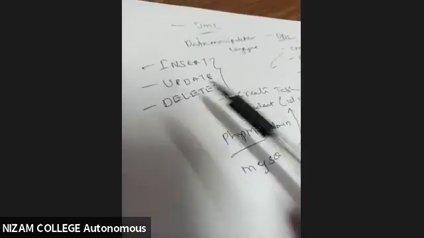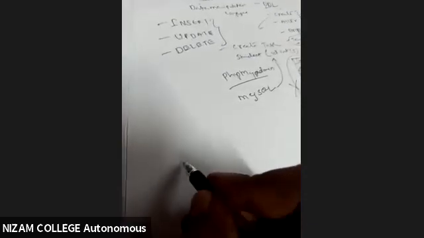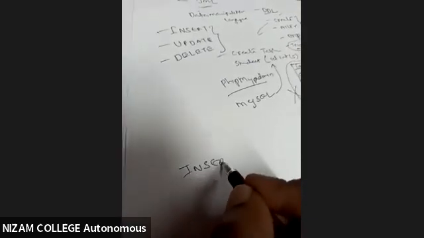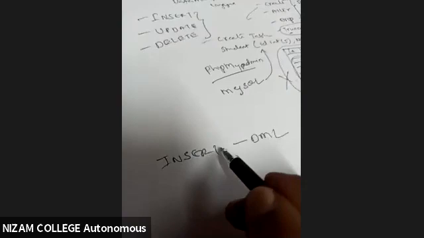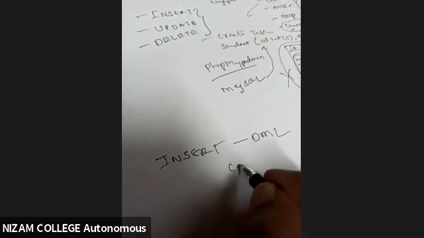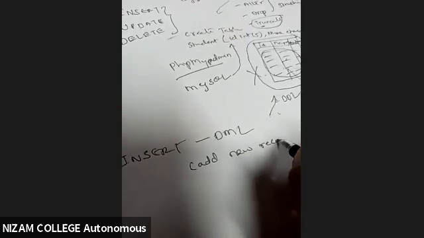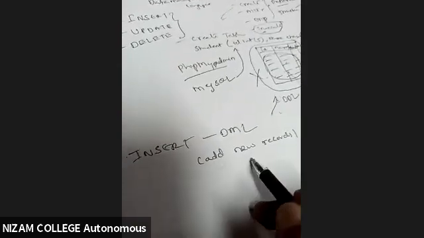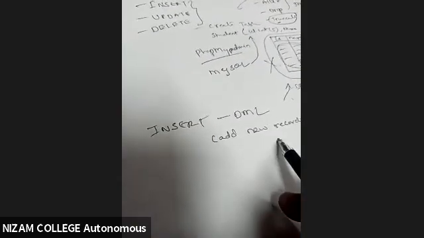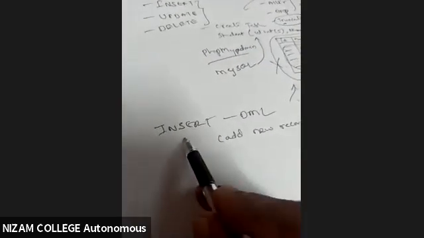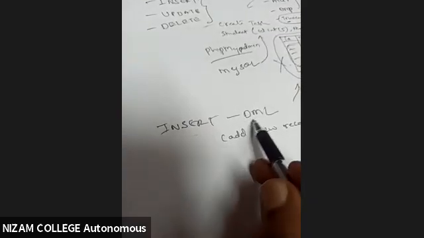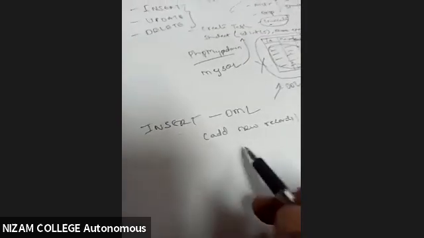So what I'm doing first, I'll take something called insert. Now what kind of command is this? It's a DML command, that is data manipulation language. The first command is insert. Now what is it going to do? It is going to add new records. So if I want to add any new records, with the help of the insert command, which has been taken from the data manipulation language, we are going to add it.